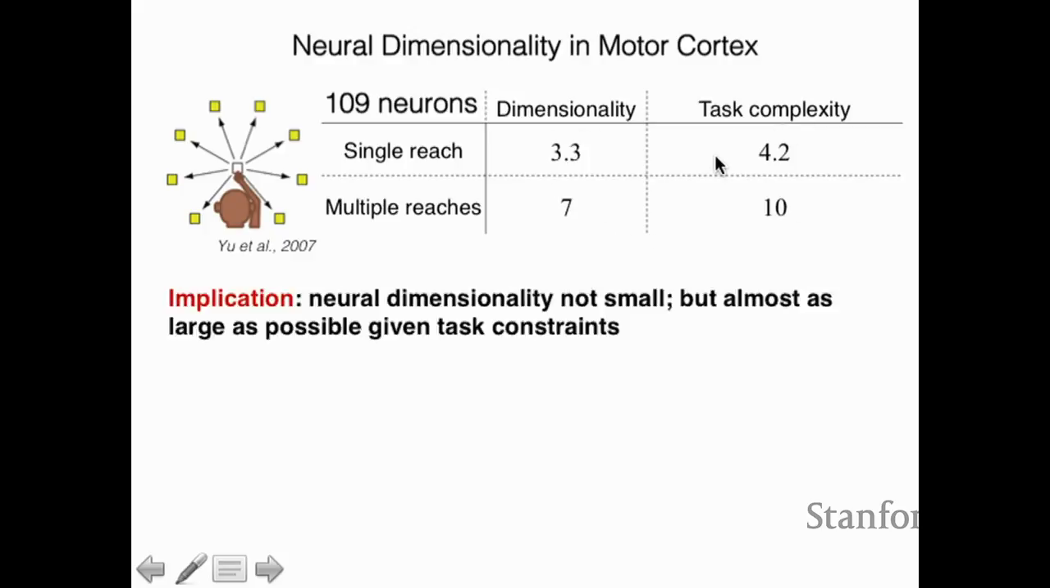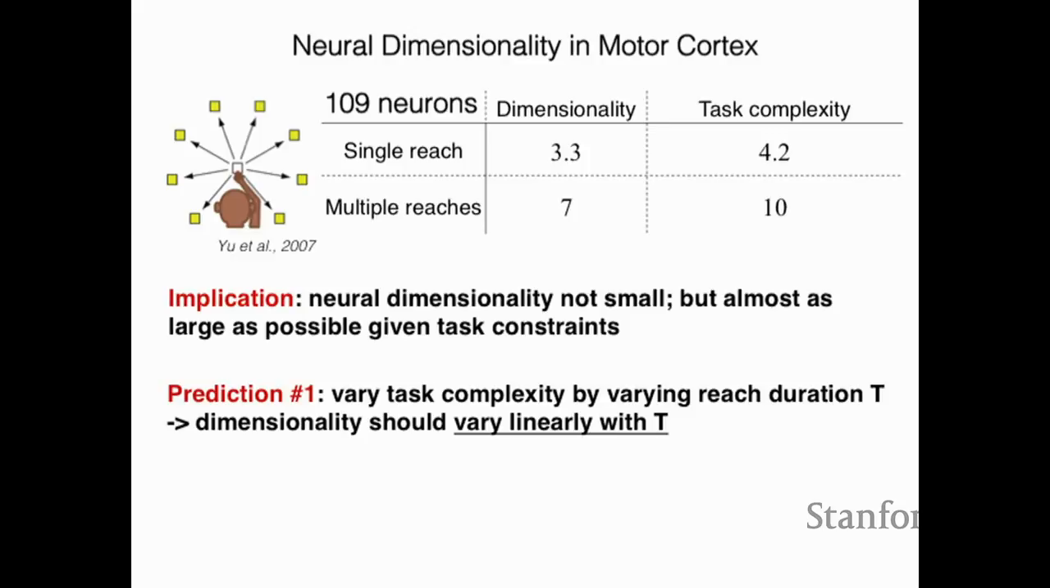Okay, so the implication is the neural dimensionality is not necessarily small, but it's almost as large as possible given the simplicity of the task. And this makes certain predictions. If you vary the complexity of the task by varying the duration of the reach, or equivalently the amount of time of the reach that you analyze, then if indeed the dimensionality of the data is limited by the complexity of the task, then the dimensionality should vary linearly with that time that you keep. Okay, that's prediction number one.